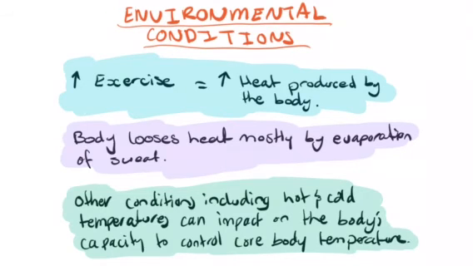So in wrapping up the environmental conditions and having a look at heat transfer or heat regulation, we know that if we have an increase in exercise, we're going to have an increase in the heat produced by the body. So we need to work out some way to regulate this problem. The body loses heat mostly by evaporation of sweat. So of the different ways in which we can regulate heat, evaporation is the most common way which humans regulate body temperature.